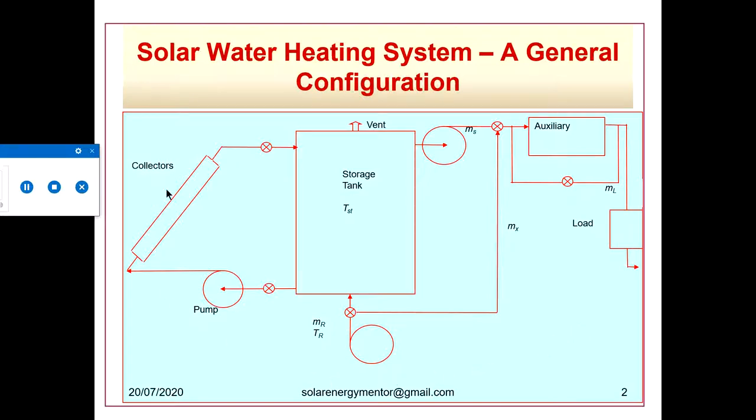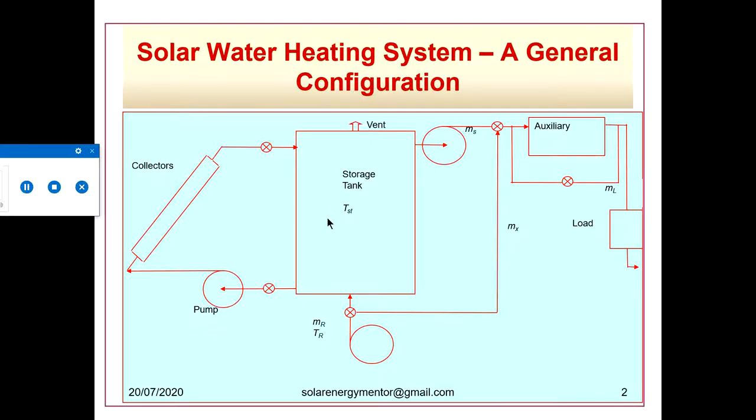So this is a general configuration of the solar water heating system. I am repeating the components again. The pump takes hot water from the storage tank. This is a makeup water supply, which is a cold water supply, and it supplies water to the storage tank and also to the mixing chamber. The storage tank maintains the atmospheric pressure with the help of a vent.